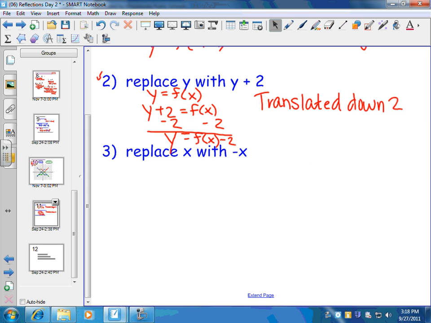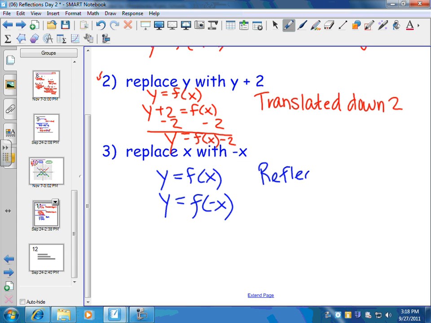Last one here. If I replace x with negative x, so I have y equals f of x as the original equation, I'm going to replace x with a negative x. It's inside the function. I know it's going to be a reflection. Inside the function is going to be a horizontal change, so it's going to be reflected, I've got to think about this for a second. Here's the original graph, reflected that way. It's going to be over the y-axis.